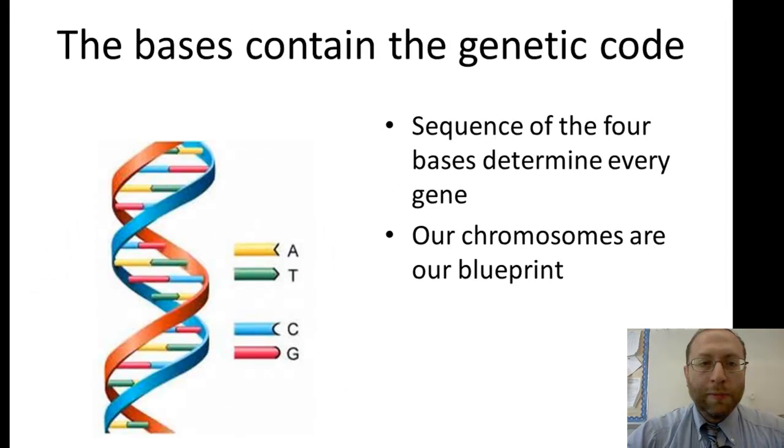And as I said before, the bases contain the genetic code. The sequences of those four bases determine every single gene. In some cases, if you change just one letter, one base, that can mean the whole difference between life and death for you, or between a healthy life and an unhealthy life. Sometimes, though, it may not be as crucial, and you can get a whole bunch of changes, and it won't make any difference whatsoever. Basically, our DNA, our chromosomes, that is the blueprint for you. It's a blueprint for every single organism, their DNA.